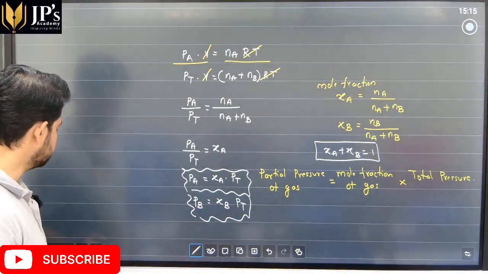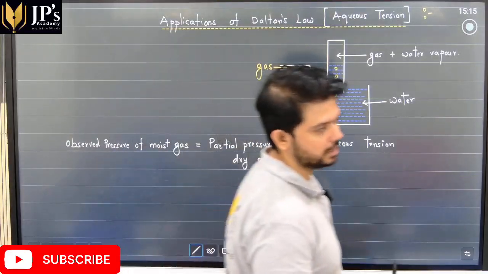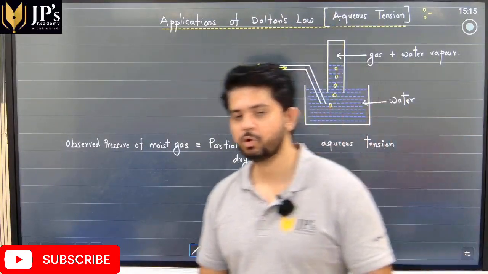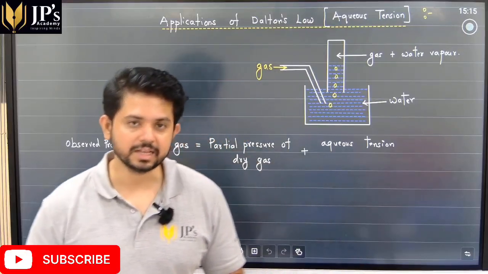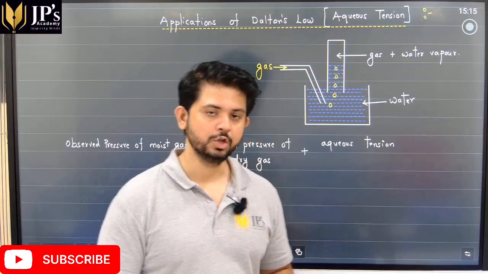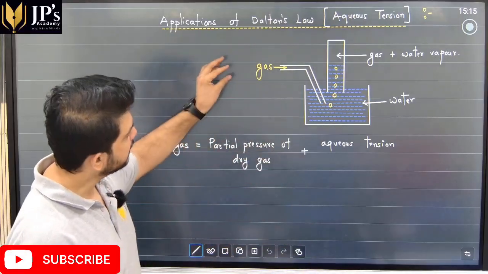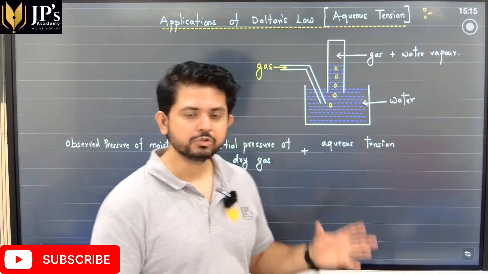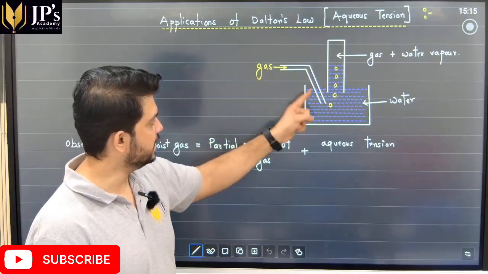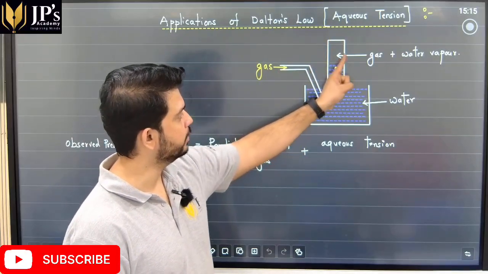Now students, what are the applications of Dalton's law? In the majority of experiments, gases are usually collected by downward displacement of water. So for example, let's say I want to collect ammonia. That is done by downward displacement of water. We see that the gas will come here and will get collected over here.